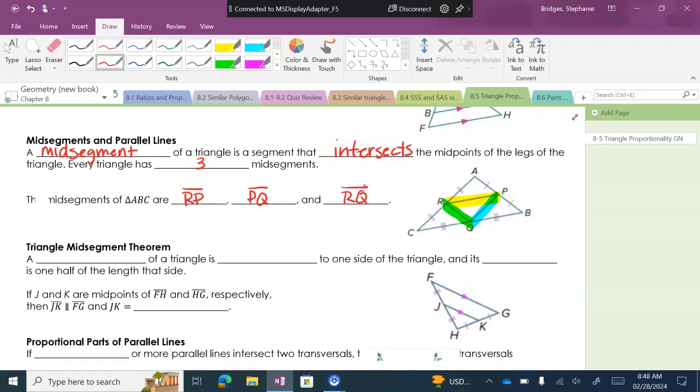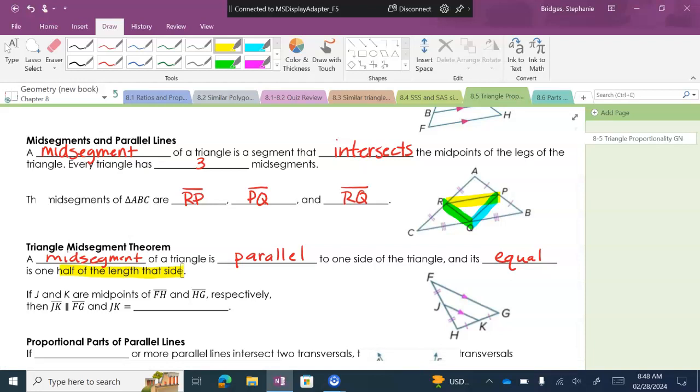Okay, so the triangle mid-segment theorem says that a mid-segment of a triangle is parallel and it is equal to half the length of the side it's parallel to. Okay? Half the length of the side it's parallel to.